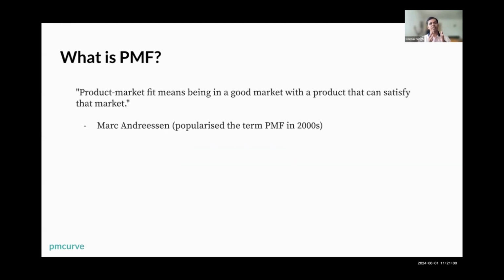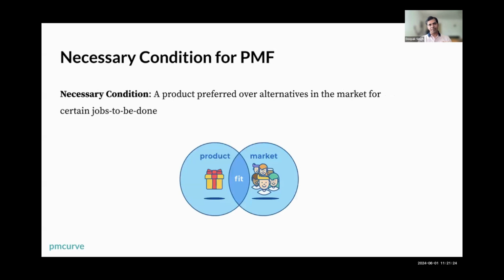When you ask people whether you are in a good market or not, it's hard to say yes or no. Like, was Airbnb in a good market when it started? It's hard to say yes or no. Did it satisfy the market? Of course not. The initial version of Airbnb did not satisfy the market, which is like travel and all, right? So this is a very subjective definition. Now let's make it a little more objective by going to the necessary condition.